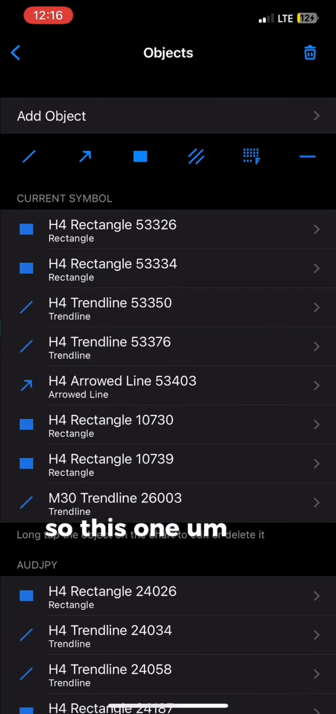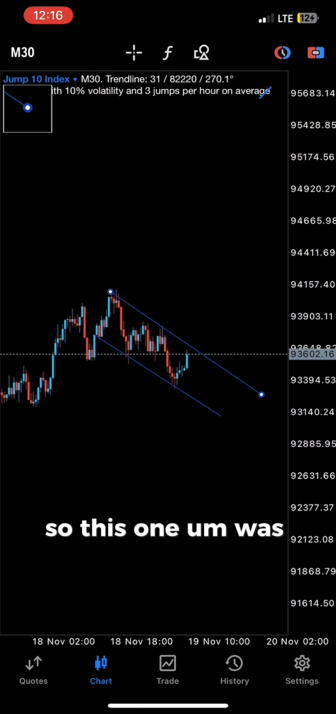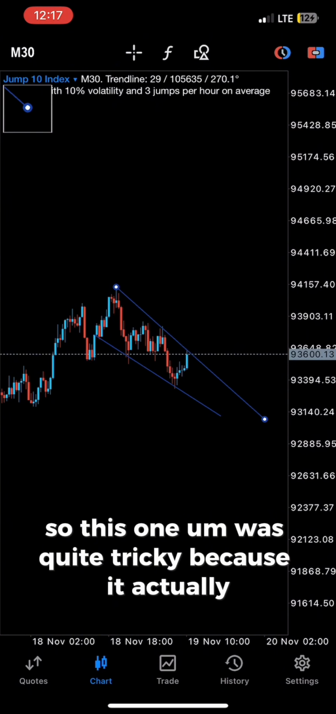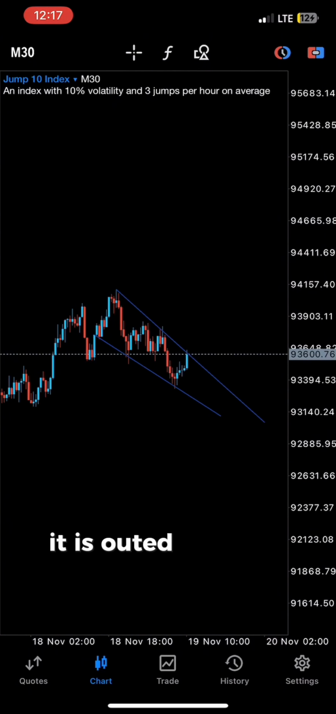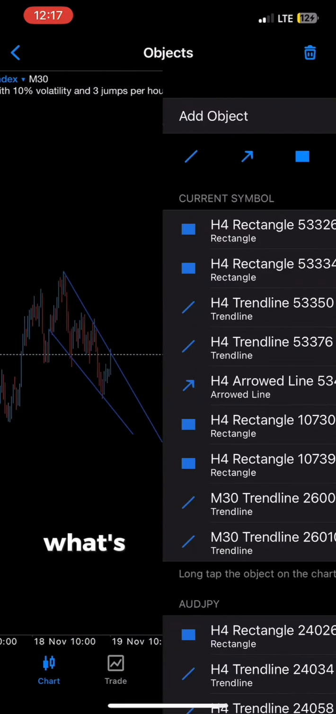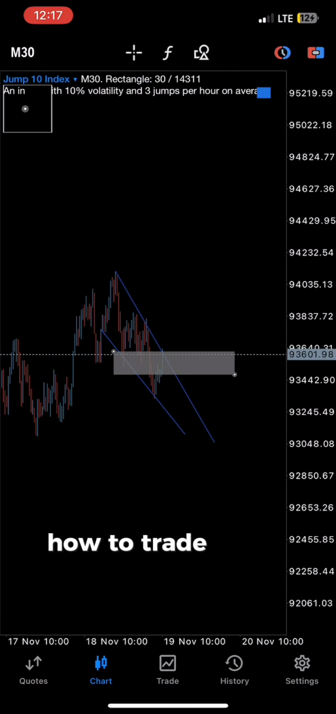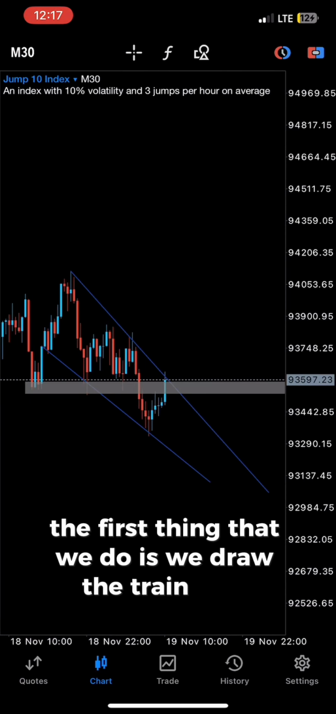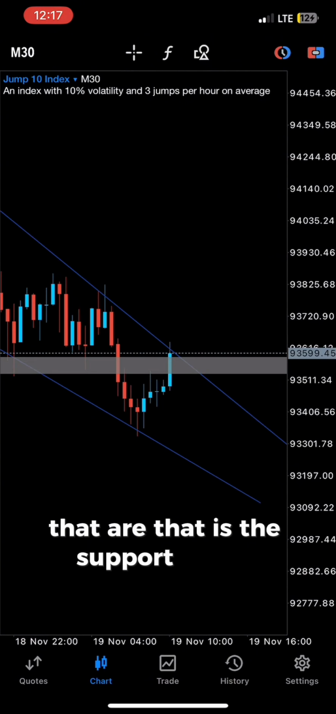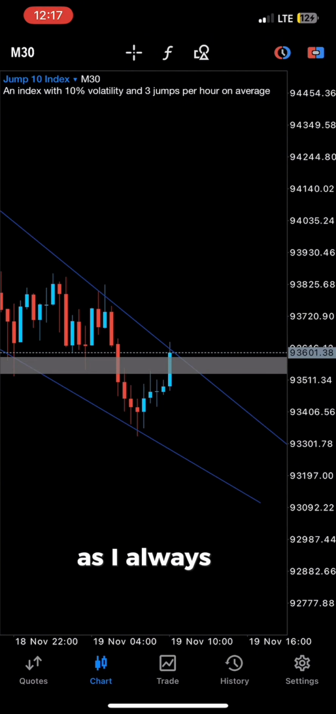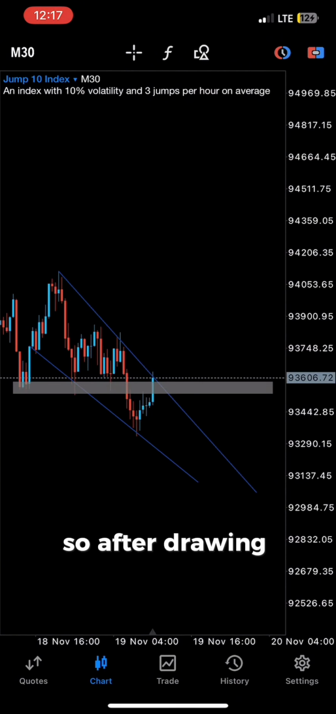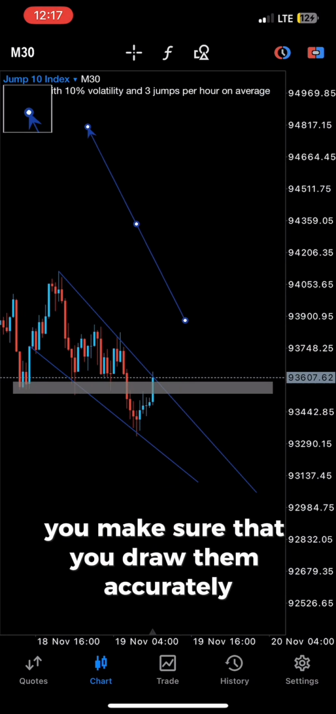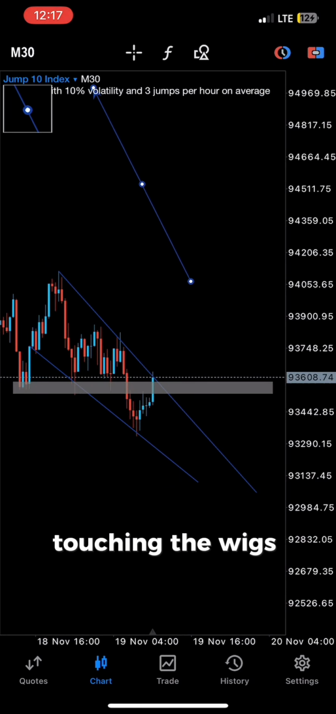So this one was quite tricky because it resulted in a bad thing. But however, what's important is that you learn how to trade these things. So the first thing that we do is we draw the trend lines, that is the support and the resistance, as I always say. After drawing these, you make sure that you draw them accurately, touching the wicks, not the body.